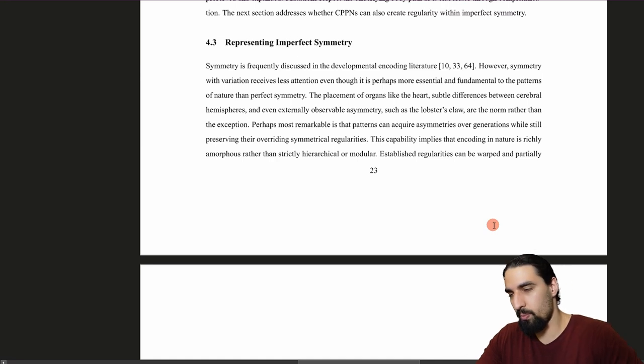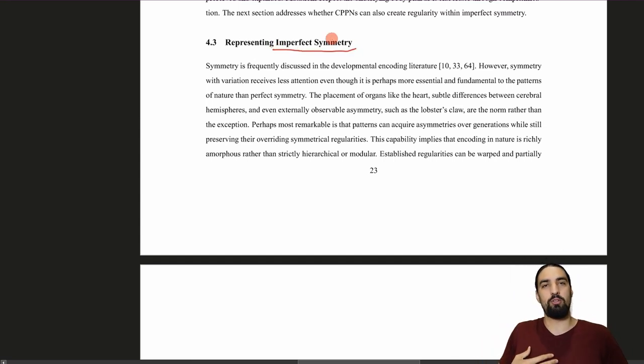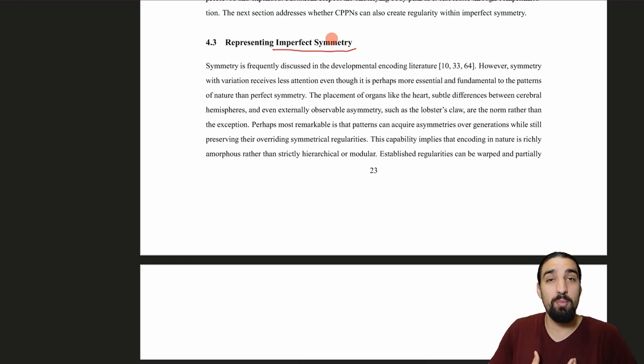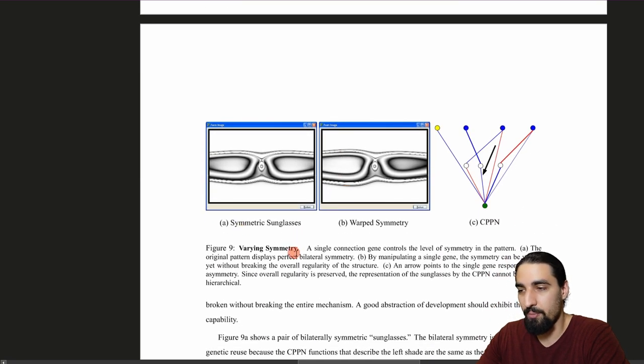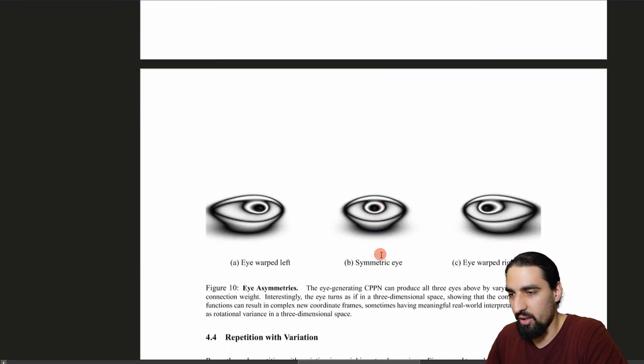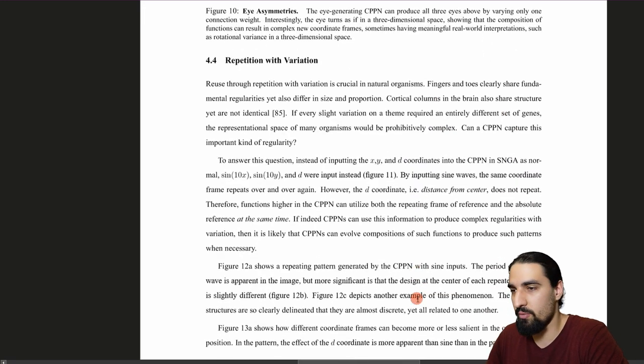An important thing is to be able to represent not just perfect symmetry, but also imperfect symmetry. Take the human body as an example. Your heart is not perfectly symmetric; it is moved a bit to the left instead of being centrally positioned. That's a very good example of imperfect symmetry in our bodies. So we want to be able to represent that in these signals. Here they show that aside from a perfectly symmetric sunglasses pattern that somebody produced, we can also have this imperfect symmetry where you can see that this part is of different size compared to the left part of the signal. That's another important argument for the expressivity of these CPPNs.